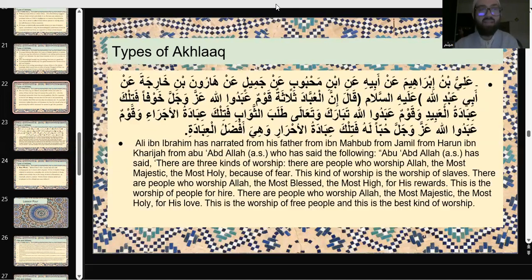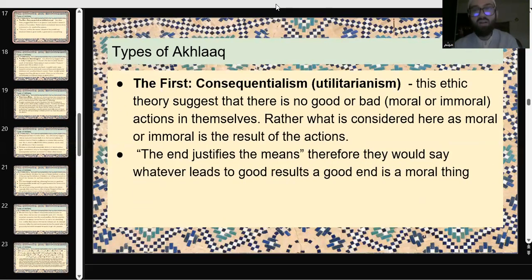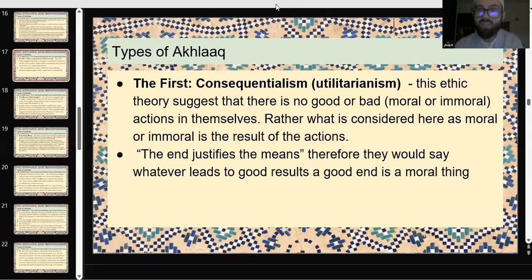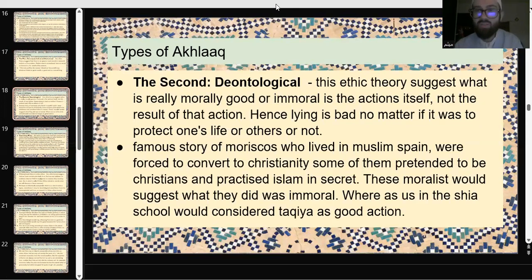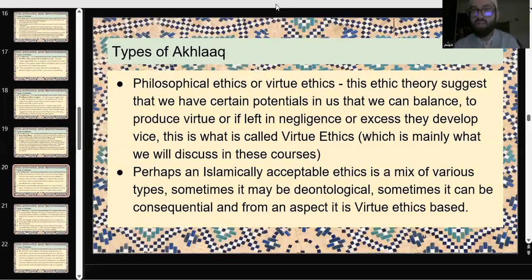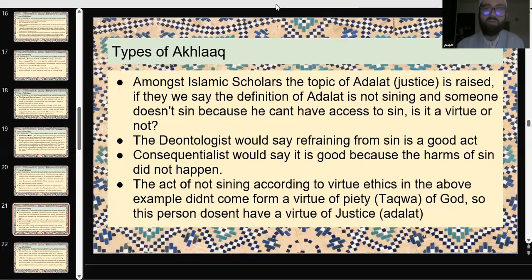So this was now some of the ethical thoughts that are amongst the thinkers in the world. We have consequentialism, we had deontological theory, we had virtue ethics, and I said an Islamically acceptable type of ethics is one where you have a kind of combination of the positive and good points of different ethical theories. So we don't fully accept everything in all these different types of theories.